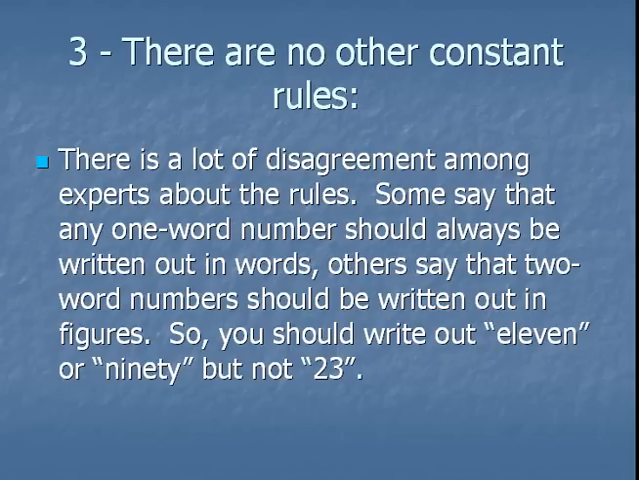Number 3, other than that, there are no constant rules. There's a lot of disagreement among experts about these rules. Some say that any one-word number should always be written out in words. Others say that two-word numbers should be written out in figures. So you write eleven or ninety in letters, but 23 in figures.